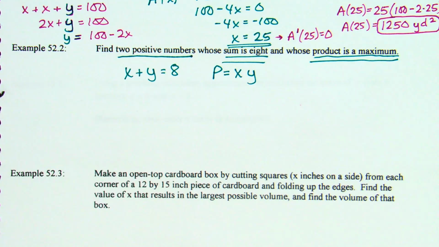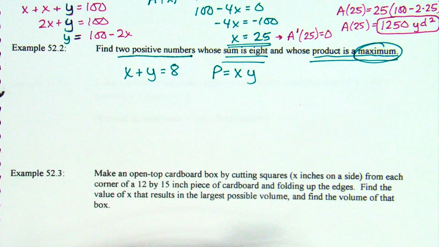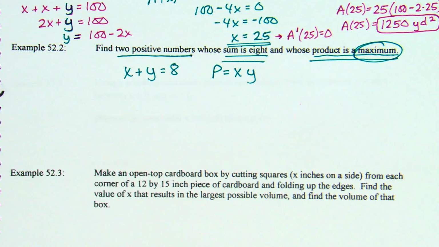Do I want to take the derivative right now? No. We want to work to get this equation in terms of one variable. Because what we're trying to do is maximize the product. So I need to take the derivative of the product, but I don't want to do it until I have one variable. Subtract one of them over to the other side and then substitute it in.